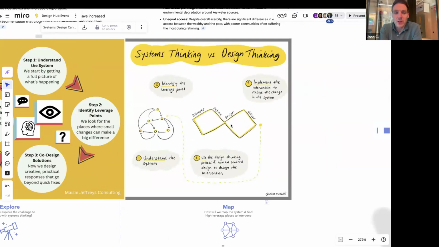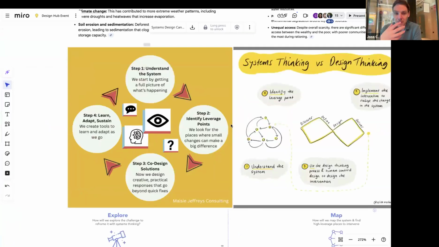You can see she has 4 here. Starting off with understanding the system, and then identifying leverage points is number 2. Number 3 is the design thinking process in human-centered design to develop the intervention points. And then number 4, she's talking about implementing the interventions to realize the change in the system. Of course, none of this is linear. It's iterative, as this one illustrates.